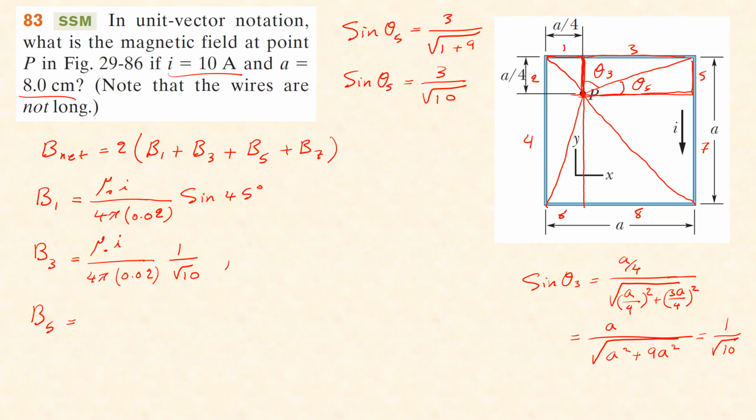And then the distance here, R5, is 6 centimeter. So mu naught I over 4 pi times 0.06 times 3 over square root of 10. All right. And does it mean that they have the same?